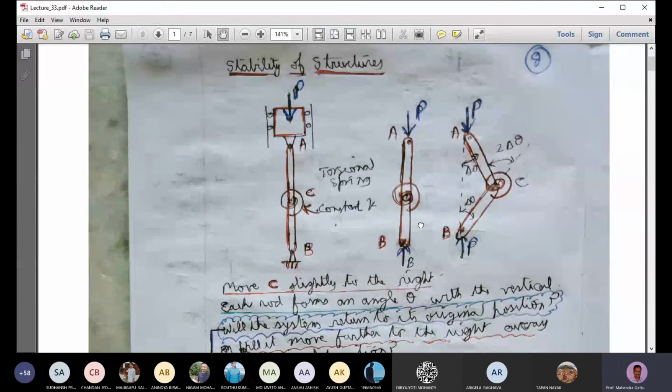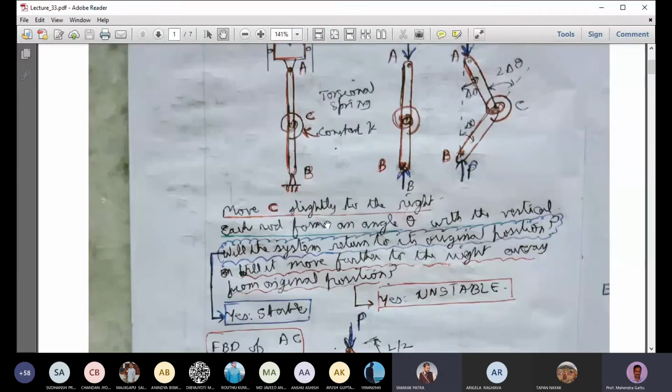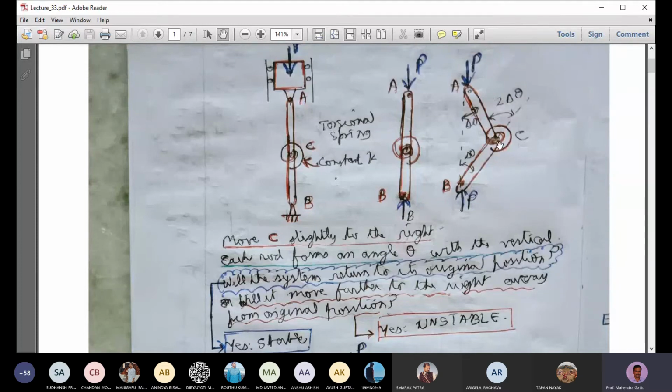Okay, so what I'm saying is, you move C slightly to the right. When you move C slightly to the right, then this is the deformed configuration. The rod AC is deflecting by delta theta here, and rod BC is deflecting by delta theta. So the total change in angle ACB will be 2 delta theta.